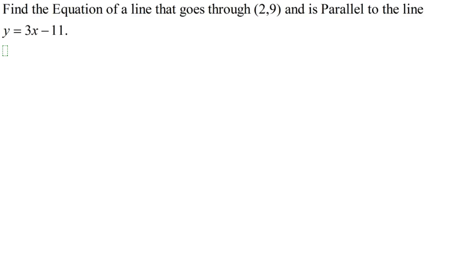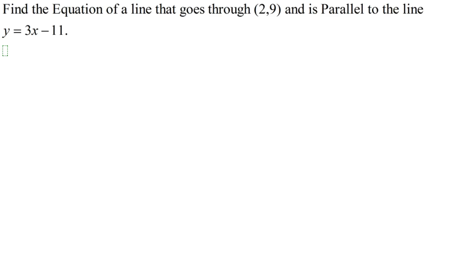In this lecture, we're going to see how we can use parallel lines to find the equation of another line. So let's take a look at the problem there. Find the equation of a line that goes through the point (2, 9) and is parallel to the line y equals 3x minus 11. So we're supposed to find the equation of a line which is not this one. We know that it's parallel to this one, but it's not the same.